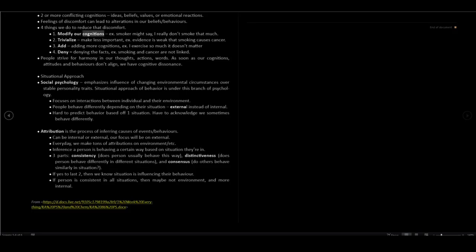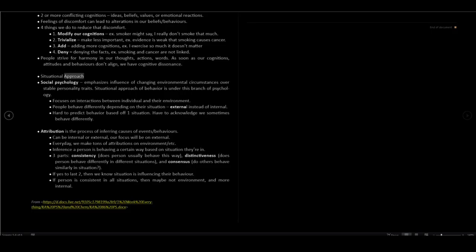1. Modify our cognitions. A smoker might say, I really don't smoke that much. 2. Trivialize, make it less important. Evidence is weak that smoking causes cancer. 3. Adding more cognitions. I exercise so much it doesn't matter. 4. Denying the facts. Smoking and cancer are not linked. People strive for harmony in our thoughts, actions, and words. As soon as our cognitions, attitudes and behaviors don't align, we have cognitive dissonance.